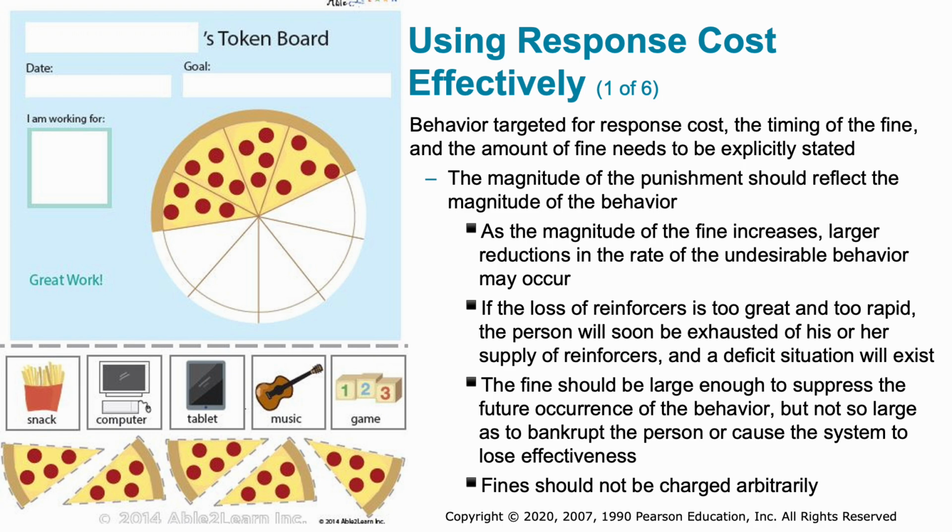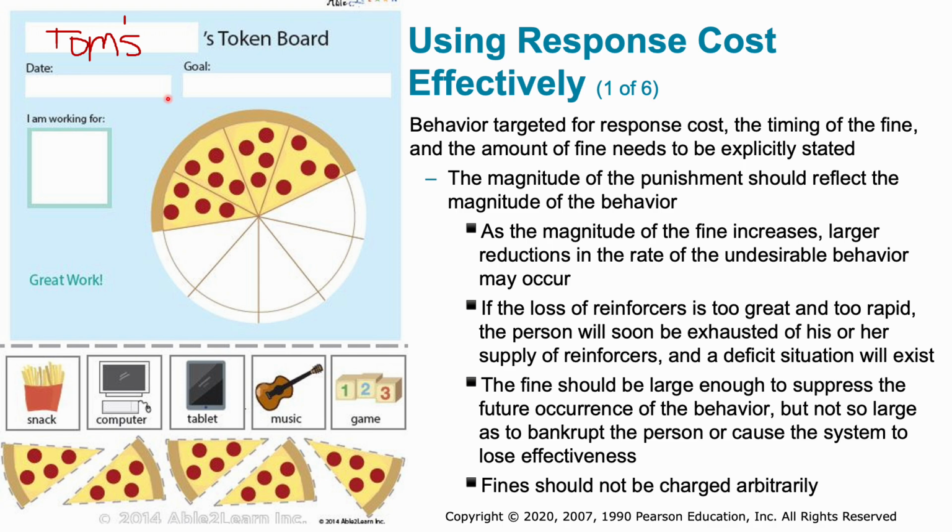I have another example for you guys on this slide. So let's pretend that we have a token board. This could be Tom's token board, right? If you would like to, you can write the date. You can also write the goal, however many pizzas they have to earn in order to get a reinforcer.